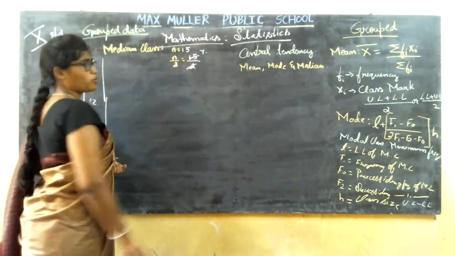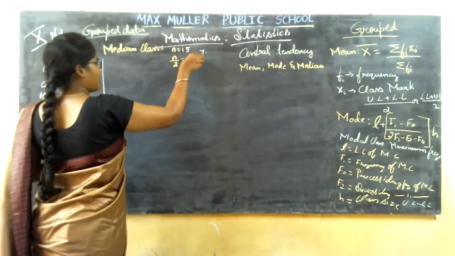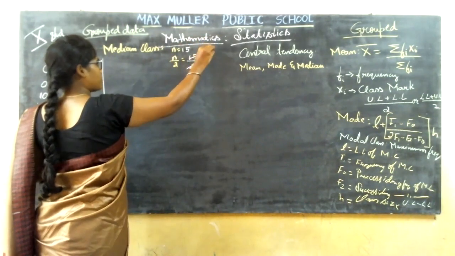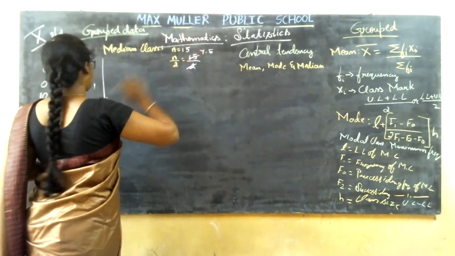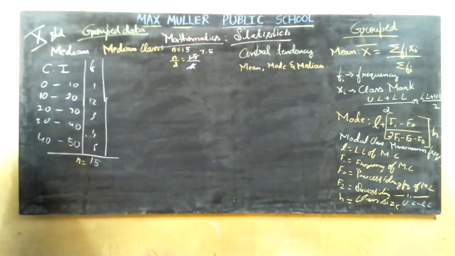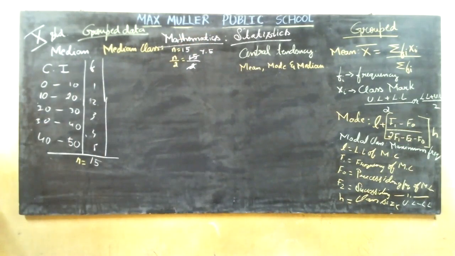What is 15 by 2? Two 7s are 14, point. If you put a point, you get 0. So two 5s are 10. You get 7.5. Now you are going to check where this 7.5 lies. In which row of the class interval does this 7.5 lie? Where does the 7.5 lie?